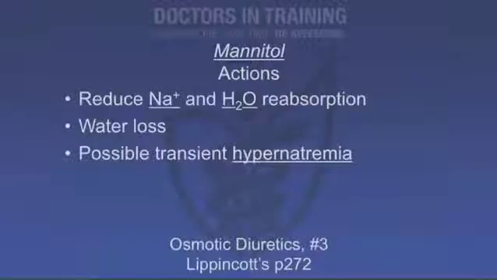60 minutes. Again, the major effect of mannitol happens in the proximal convoluted tubule, and what it's going to do is it's going to reduce sodium as well as water reabsorption. Basically going to lead to water loss, and it can lead to a transient hypernatremia.